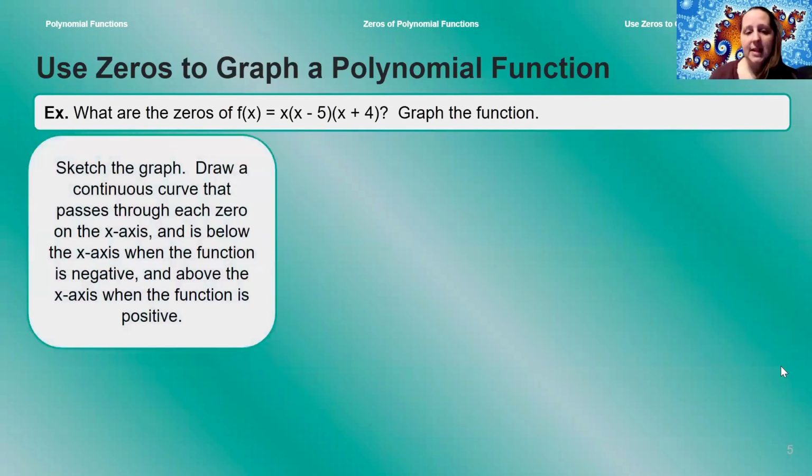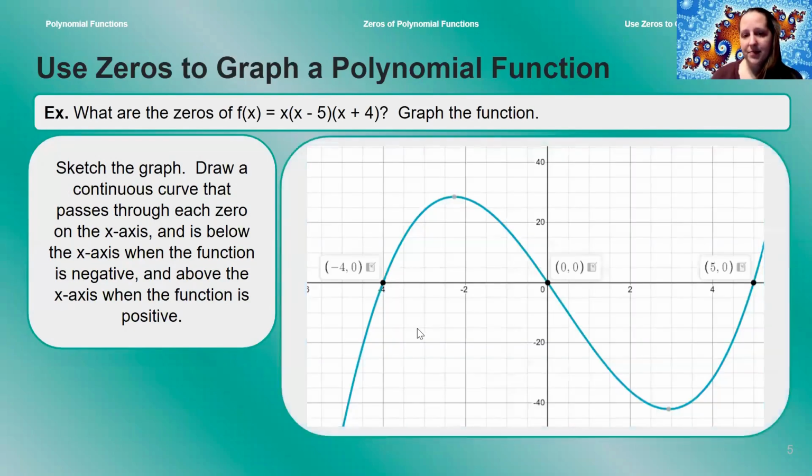So I can sketch the graph, draw a continuous curve that passes through each 0 on the x-axis and is below the x-axis when the function is negative and above the x-axis when the function is positive. So again, we can see that it's below when it's negative, above when it's positive, below when it's negative, above when it's positive.